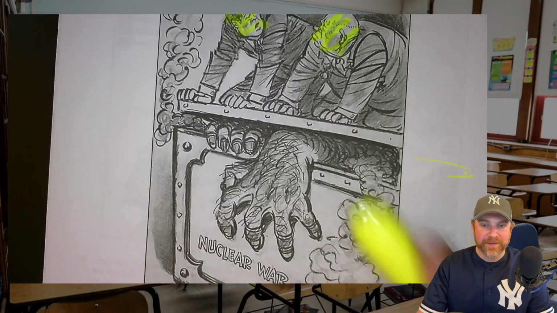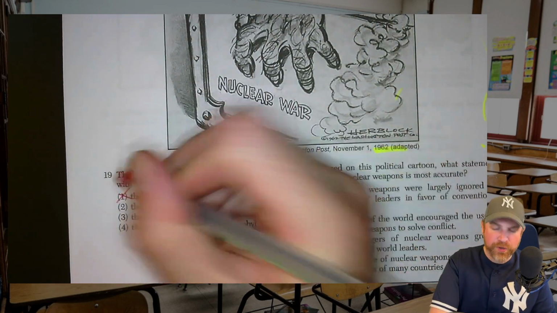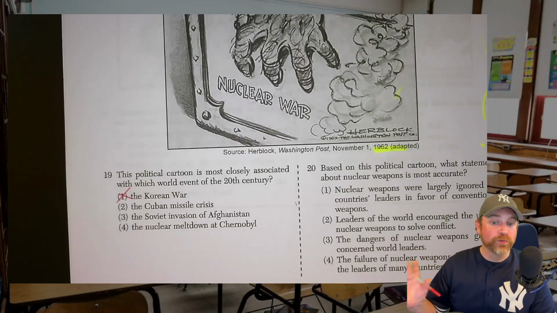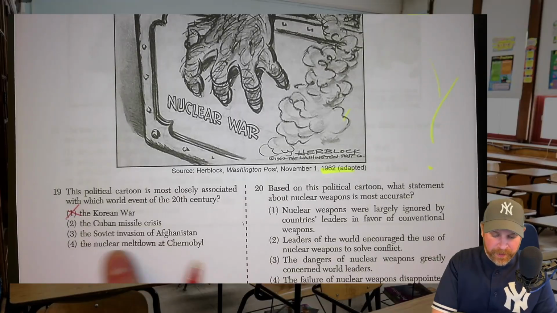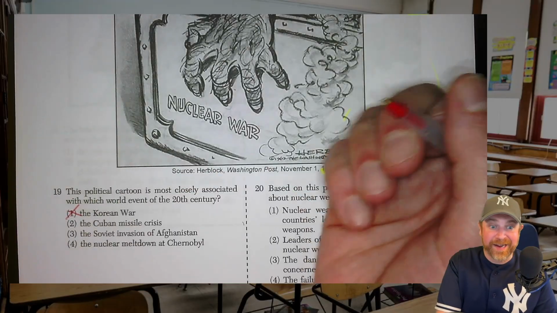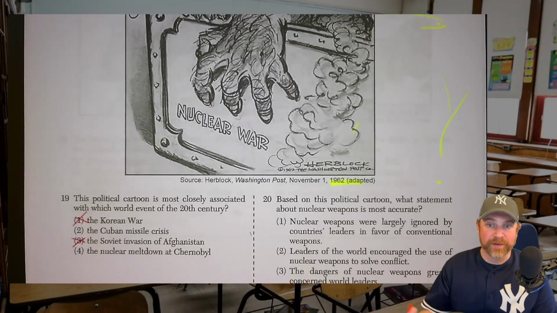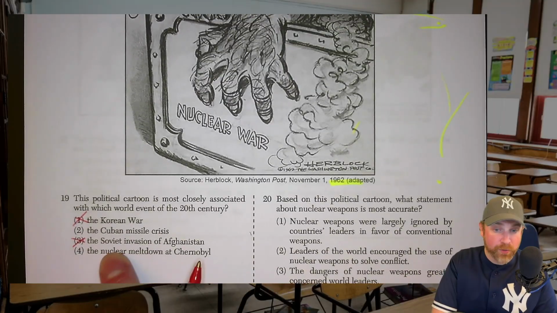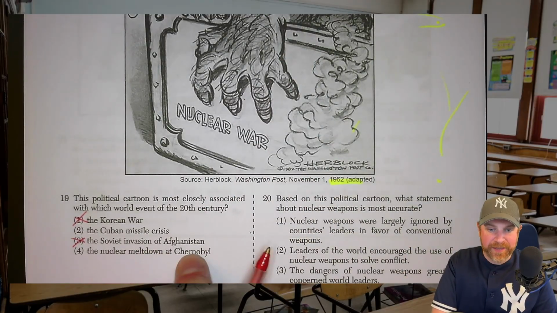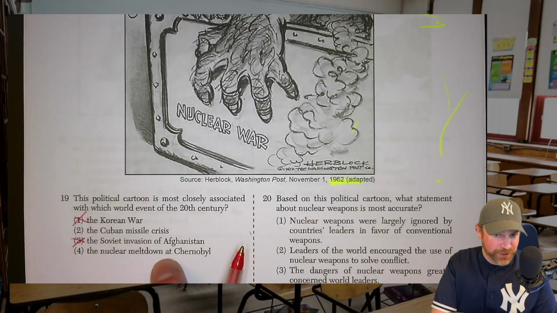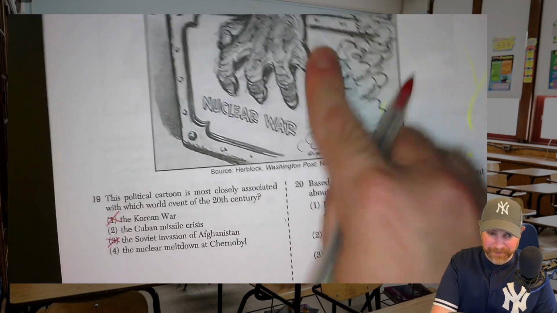So some event that corresponds with nuclear weapons, right? It's not going to be the Korean War. No nuclear weapons were used during the Korean War. The only time in history where nuclear weapons were used to this point is World War II. The Soviet invasion of Afghanistan, that happened beginning in 1979 when the Soviet Union was trying to put communism into Afghanistan or support a communist government in Afghanistan. No nuclear weapons were used, and that's long after 1962. The nuclear meltdown at Chernobyl, that has to do with nuclear technology, sure, but that's a nuclear power plant, not a nuclear bomb. Okay, so we're going to cross that one off.